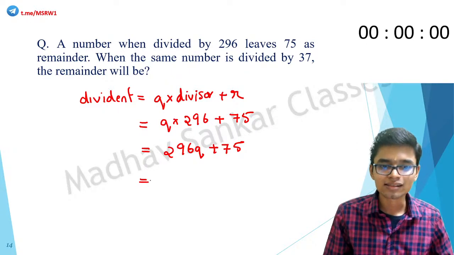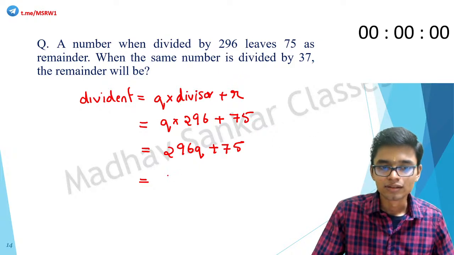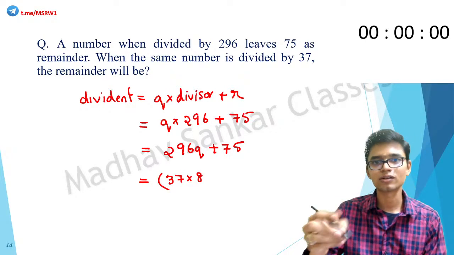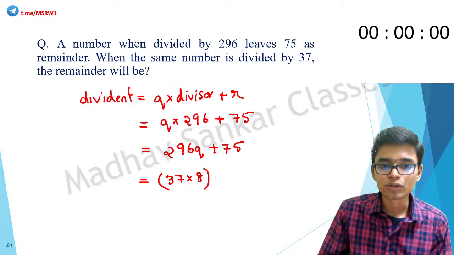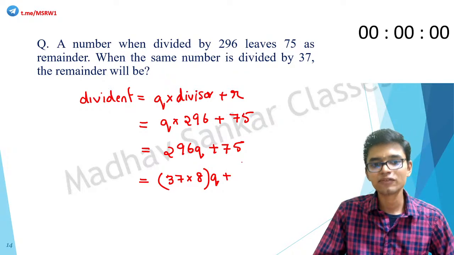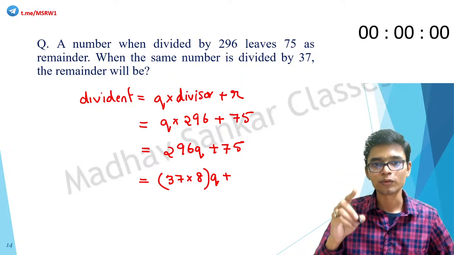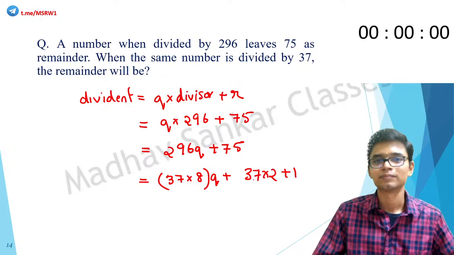So 296 can be written as 37 into 8. You can check it out, okay? I'm doing it faster because we are already short of time. So 37 into 8q plus, how can we write 75 in terms of 37? 37 into 2 is what? 74 plus 1 is 75, right? So I am writing it as 37 into 2 plus 1.